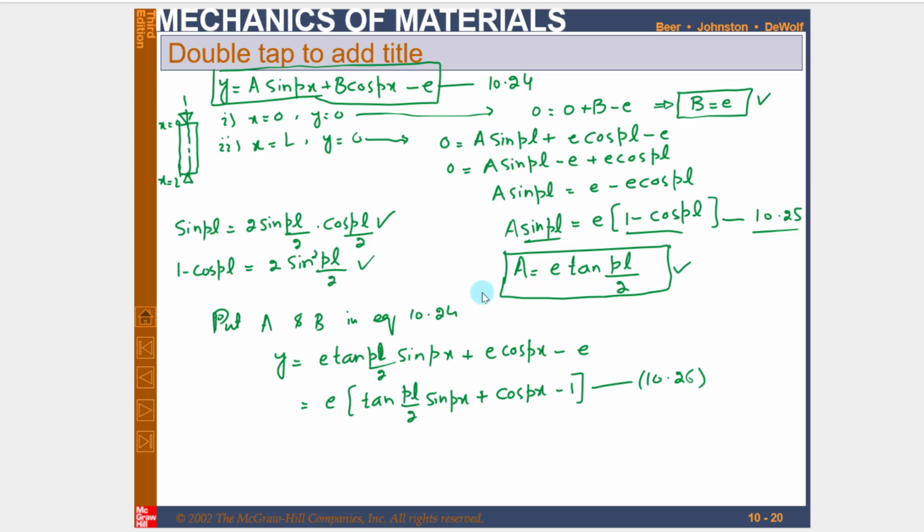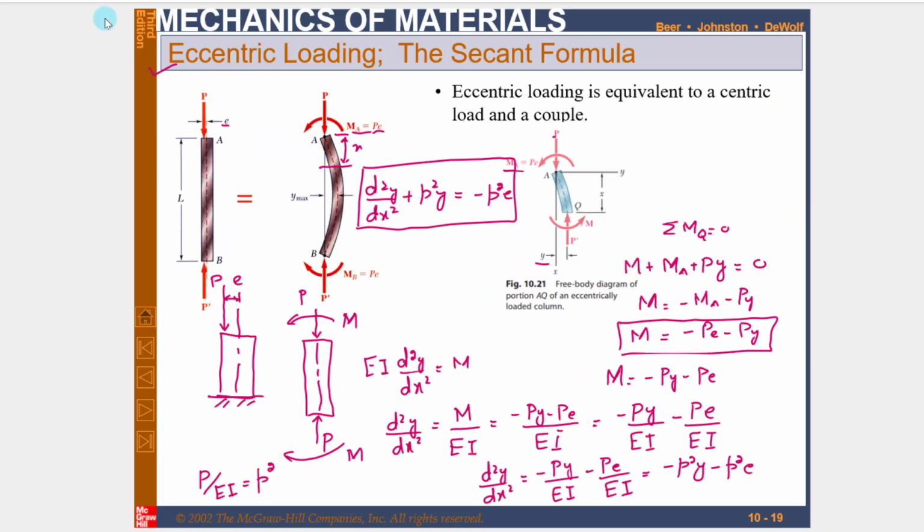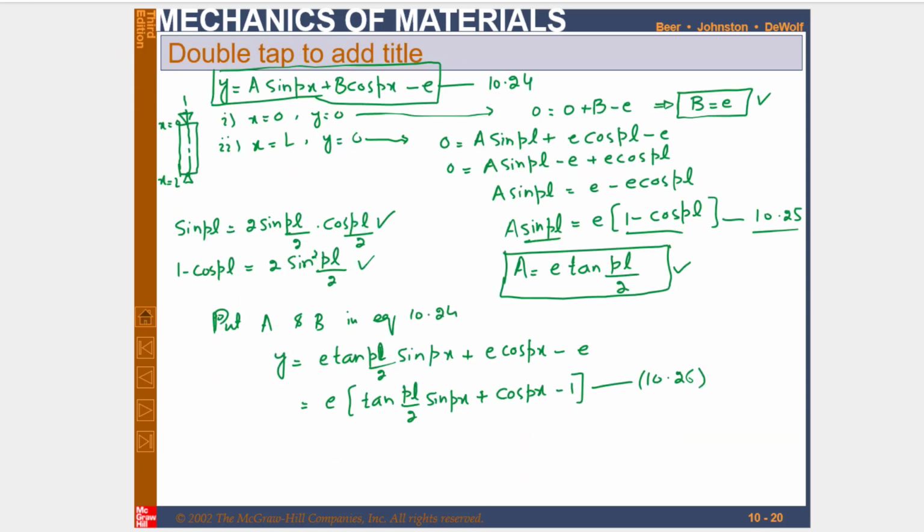So if you see it in this, the maximum deflection is over here, and it will be at a distance of x equal to L by 2. At x equal to L by 2 we have maximum deflection. So I will write it: at x equal to L by 2 we have y max.